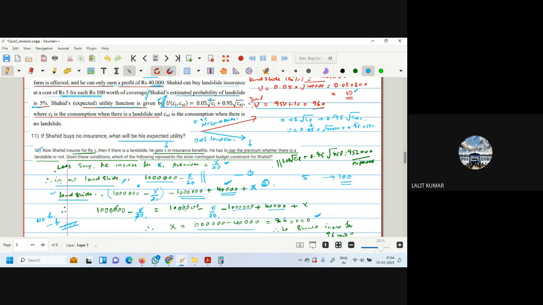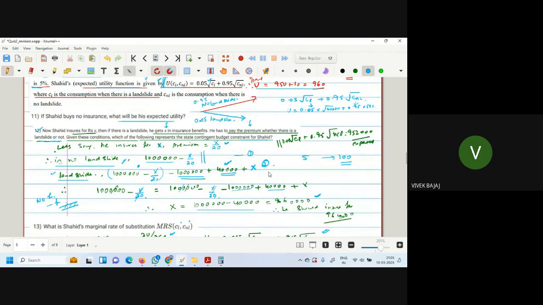But he has to pay the premium. Premium will be X by 20. From here we can calculate whether exactly there is a landslide or not. Now, given these conditions, which of the following represents the state contingent budget constraint for Shahid?